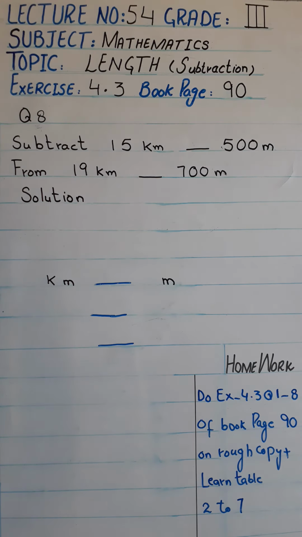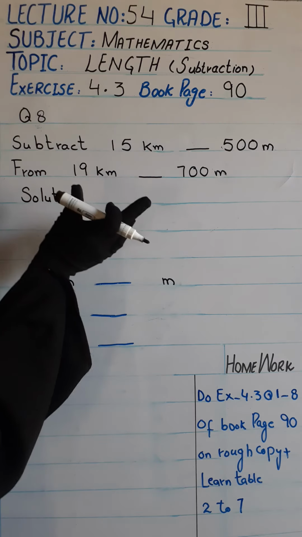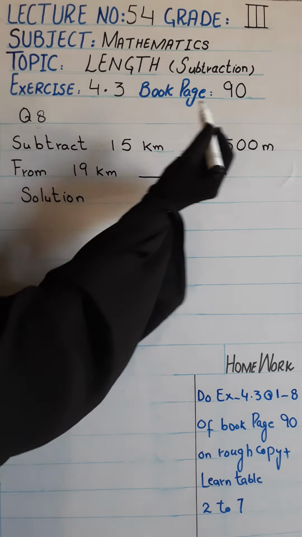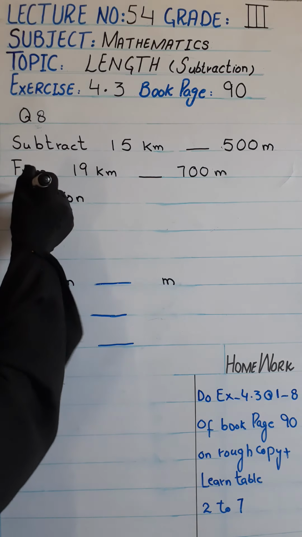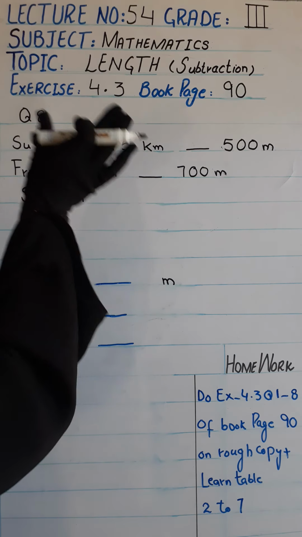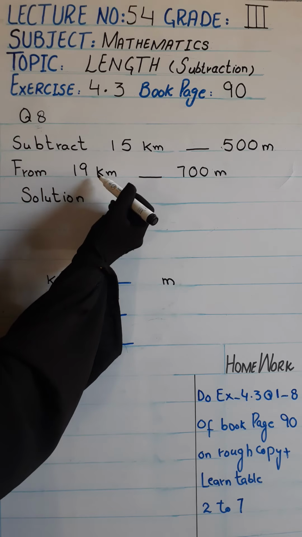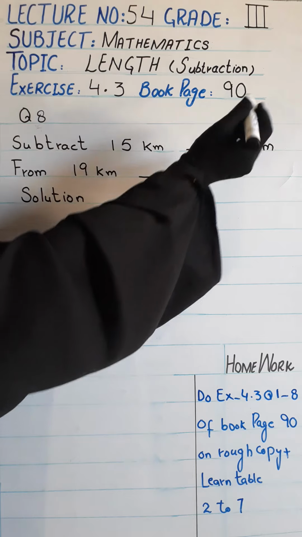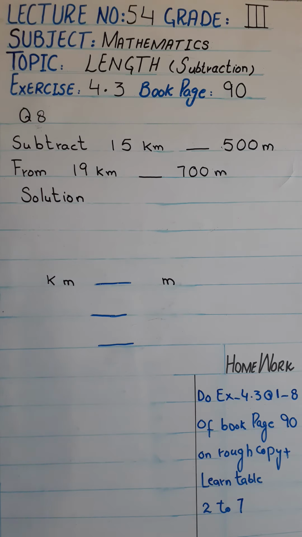Students, the question is given in horizontal form. You arrange it vertically. When you arrange the question, look at how it is given: subtract this number from this number. And 19 kilometer is greater than 15 kilometer, and 700 meter is greater than 500 meter.